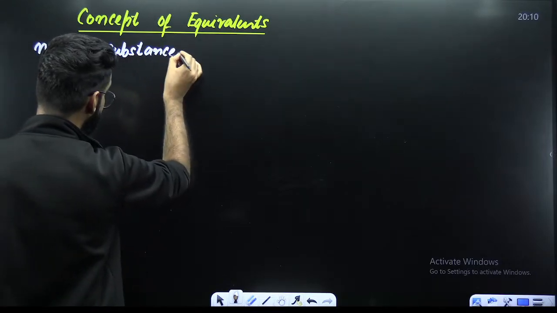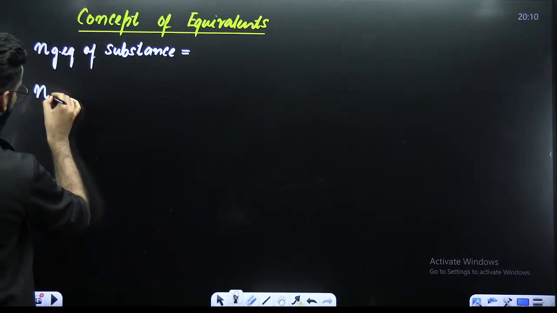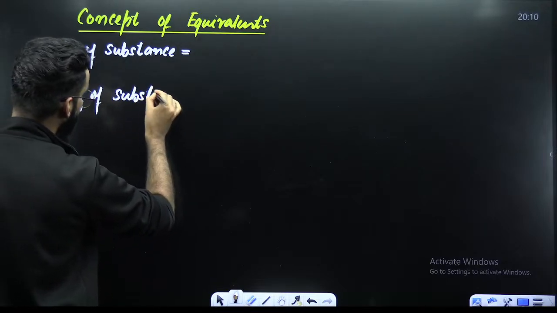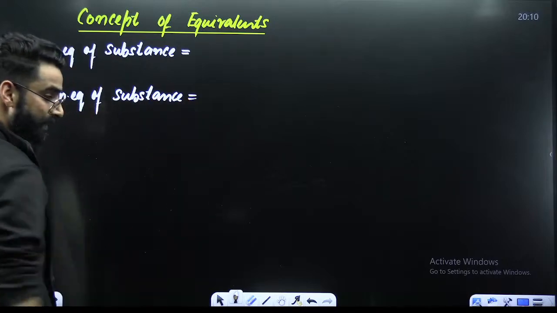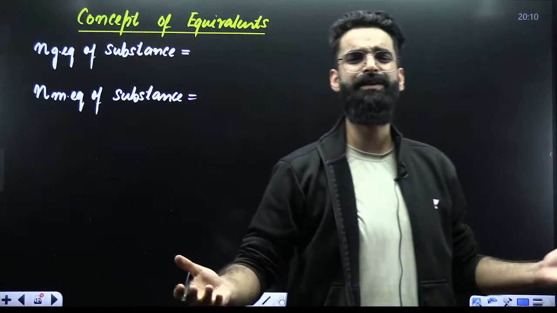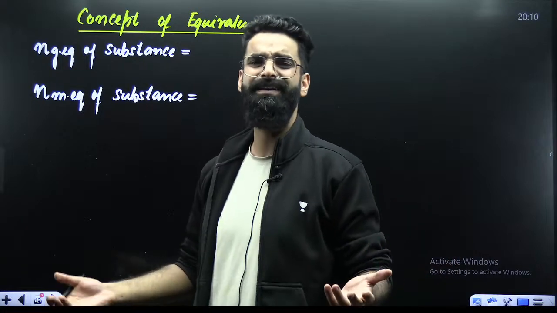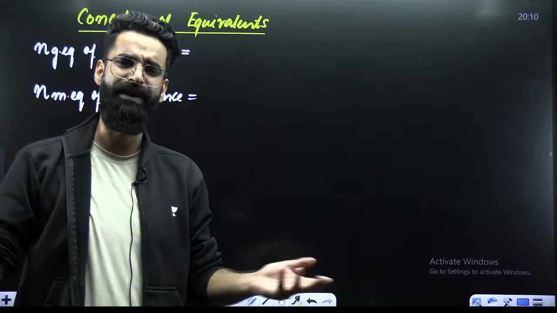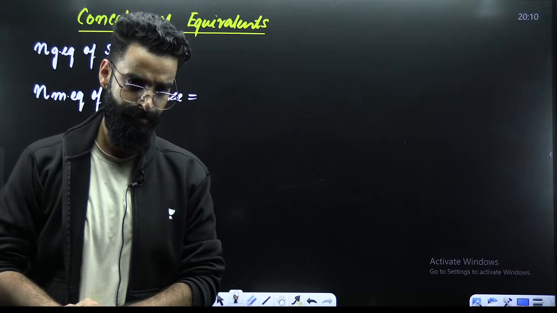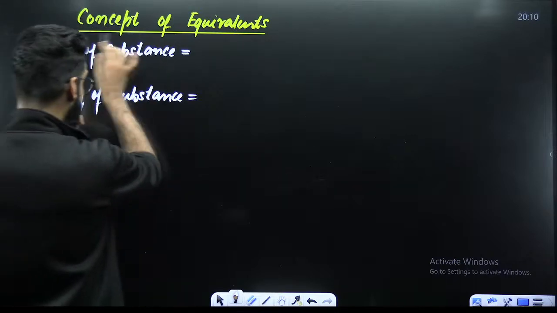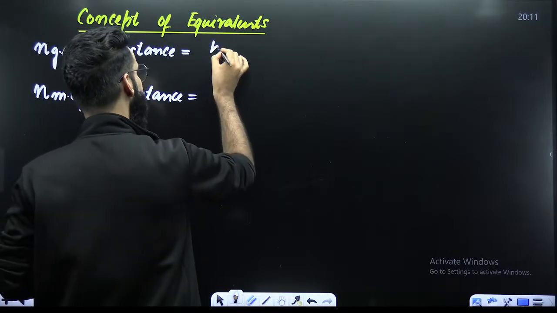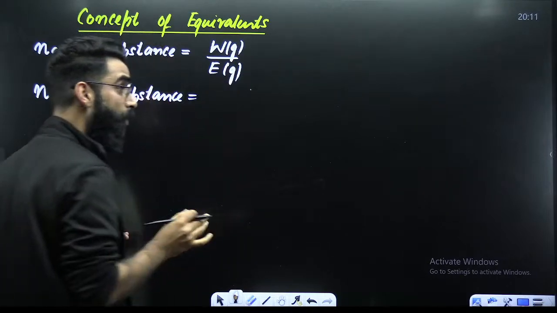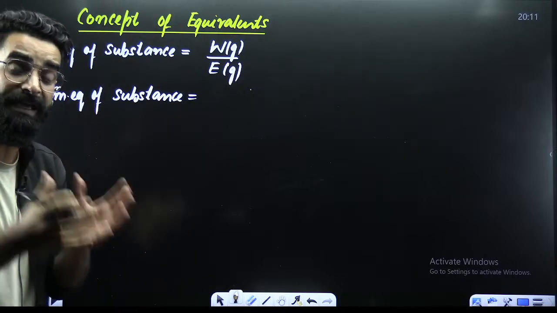How do we calculate the number of gram equivalents of a substance, and how do we calculate the number of milli equivalents of the substance? My dear students, the way you calculate moles of a substance, in the similar way you calculate gram equivalents of the same substance. How exactly? Number of gram equivalents of the substance can be calculated as mass of the substance in grams divided by equivalent mass of the substance.